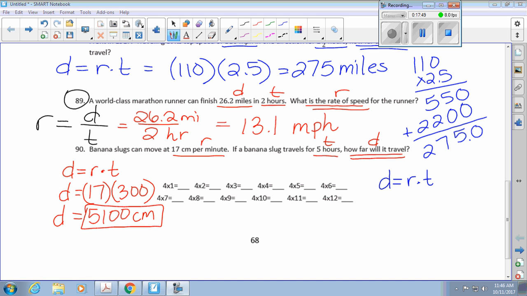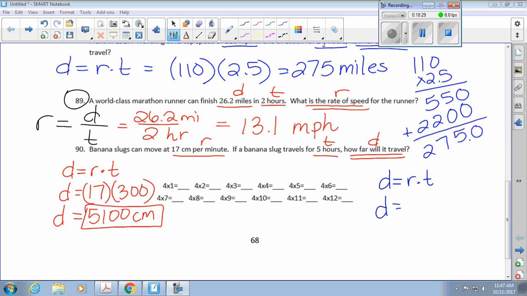And they're going to say, well, my time's in hours, right? So they're going to want to put their rate in terms of hours. So if it's 17 centimeters for 1 minute, how would I figure out how many centimeters this guy would go per hour? All right, so if we know 17 centimeters is in 1 minute, I want to figure out how many minutes. How many minutes are in an hour? 60. So what do you think I have to do with the 17 and the 60?